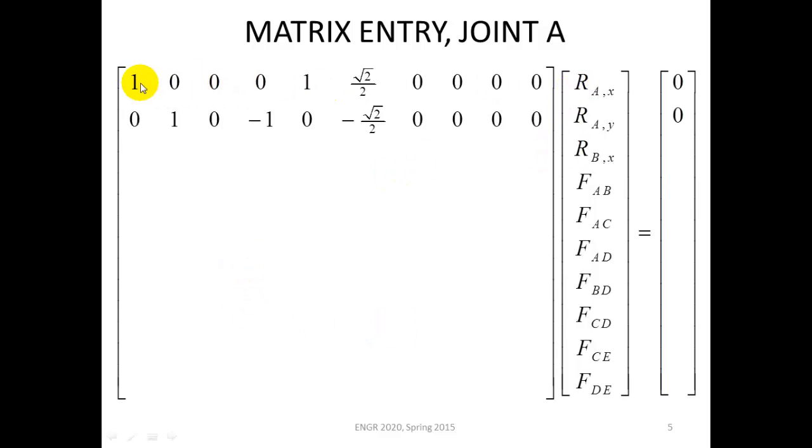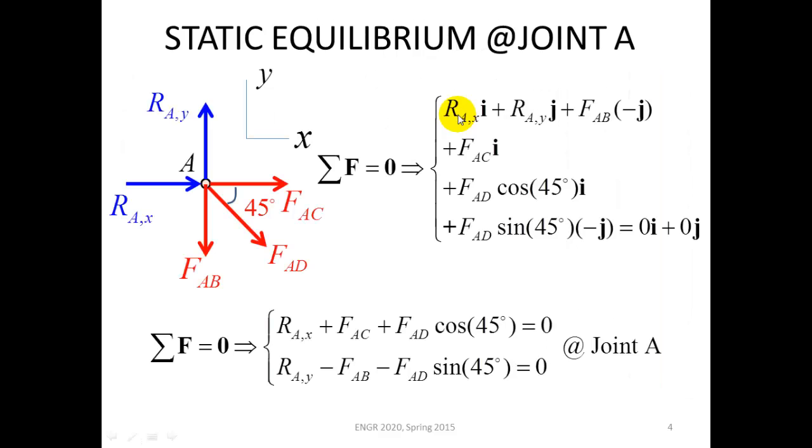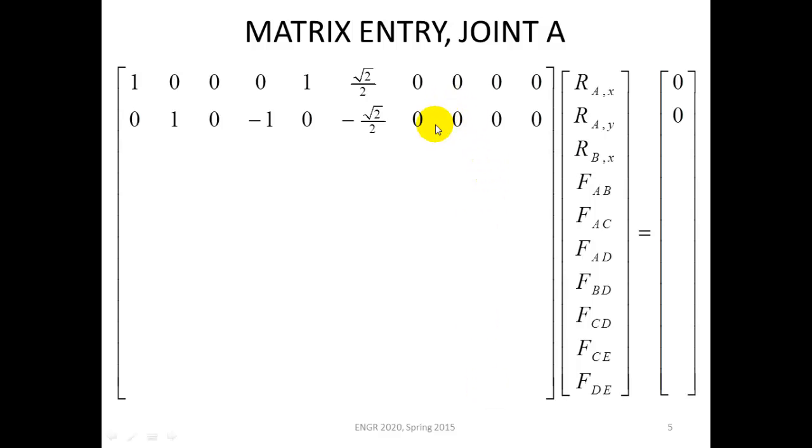R sub ax is the first element, f sub ac is the fifth element: 1, 2, 3, 4, 5. F sub AD is the sixth element, which has the coefficient square root of 2 over 2. And likewise for the next equation I've written this way. So my recommendation is pause the video clip if you are not sure, write out the equations by hand, and then compare with what I show as the matrix entry.